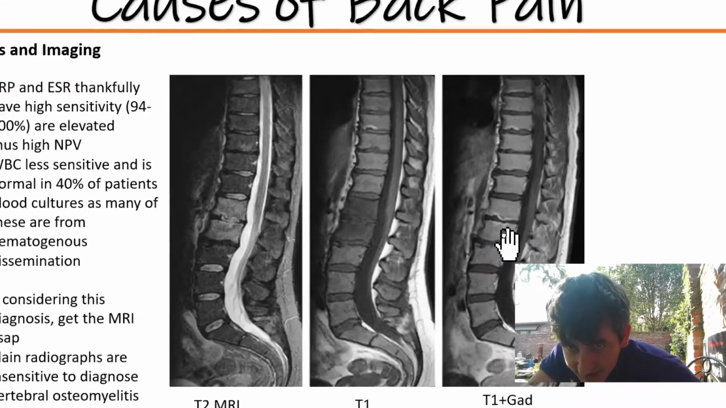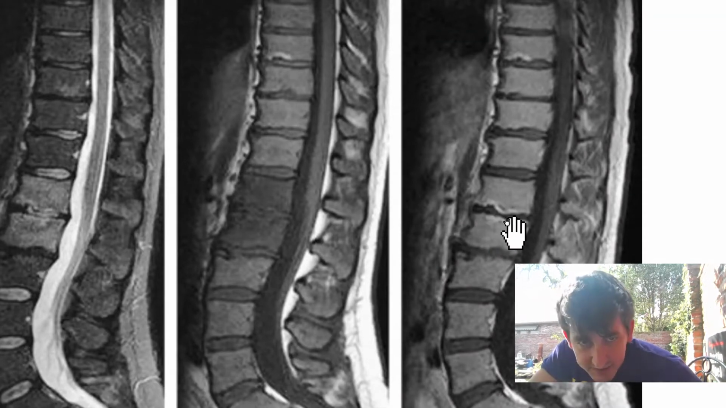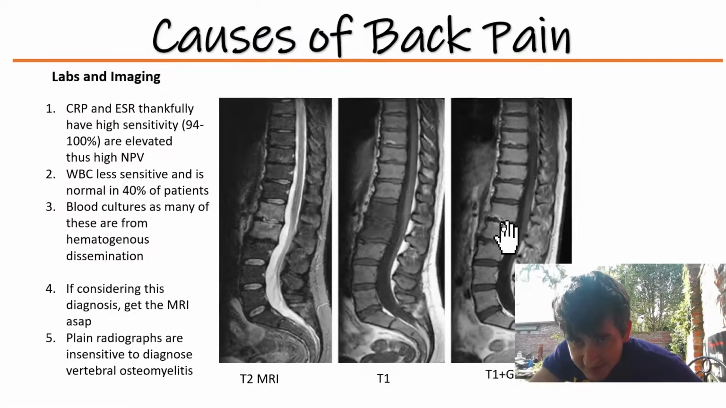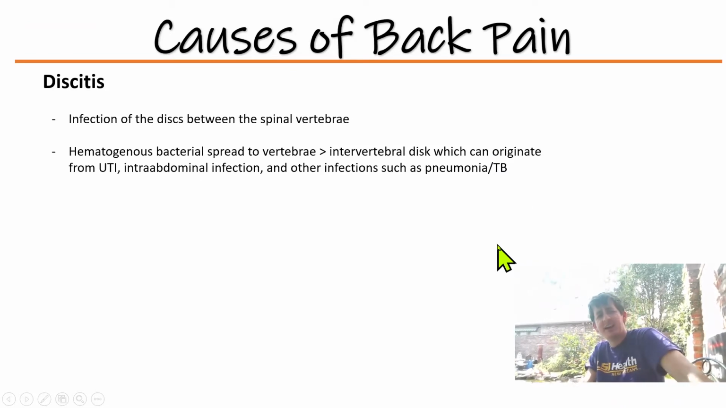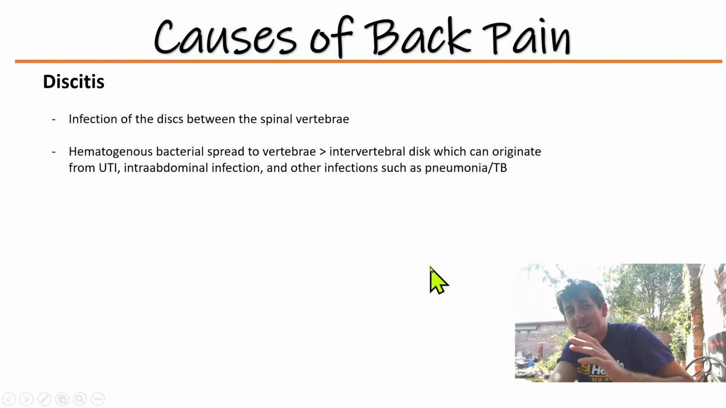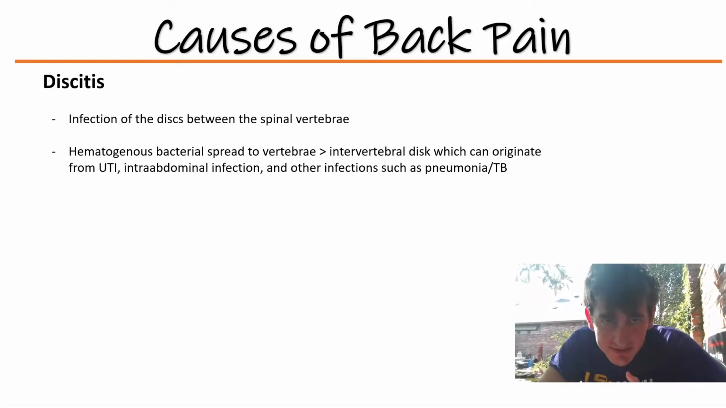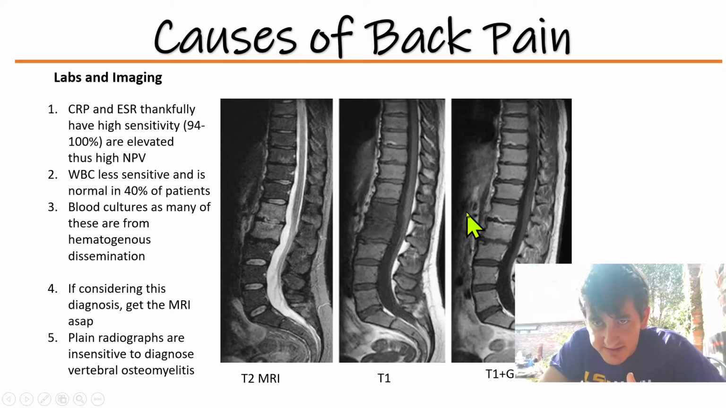And then post-contrast, we see some enhancement at the inferior and superior borders of these affected vertebral bodies. And the intervertebral disc is pretty much crushed here, as well as here, with narrowing of the disc space. So, infection of the disc, this is discitis. This is when the intervertebral disc between the spinal vertebrae becomes infected.